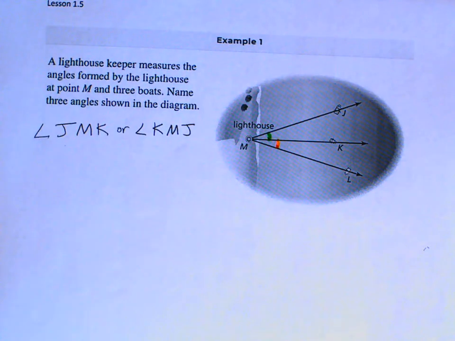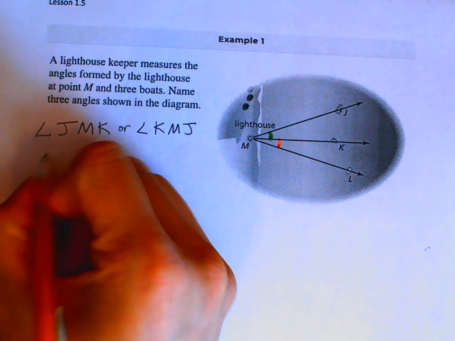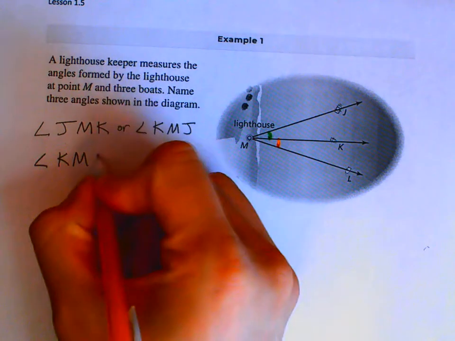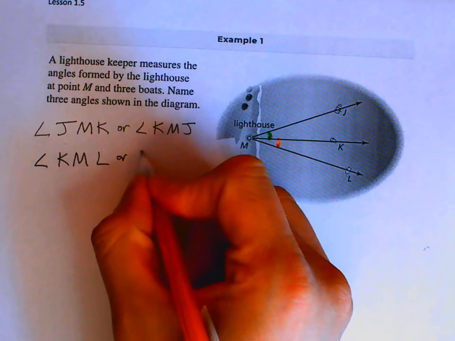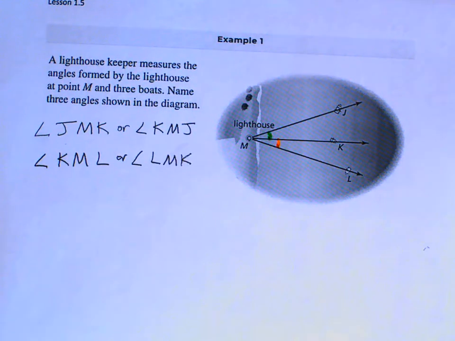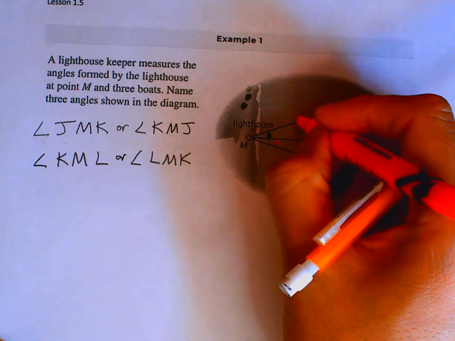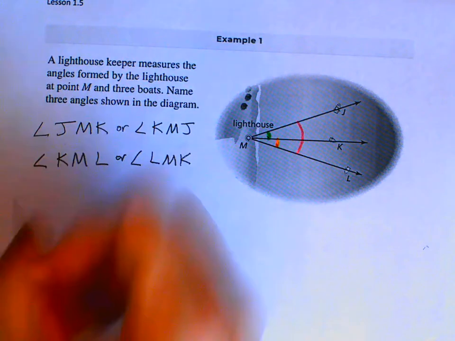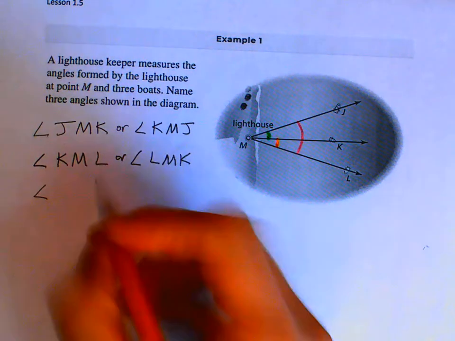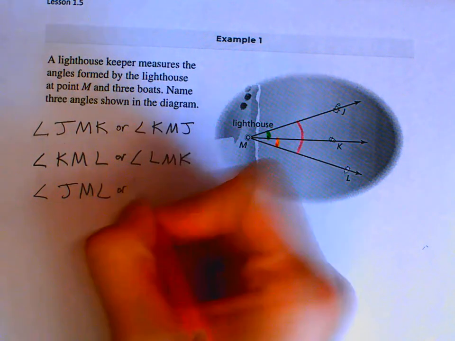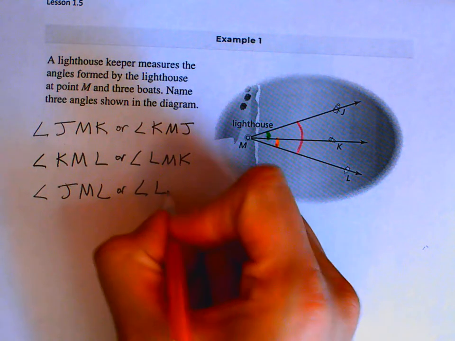Now, let's look at the second angle. I can call that angle KML, or backwards, angle LMK. The next angle is the big angle. The big angle would be this one right here. I can call that angle JML, or in reversed order, LMJ.